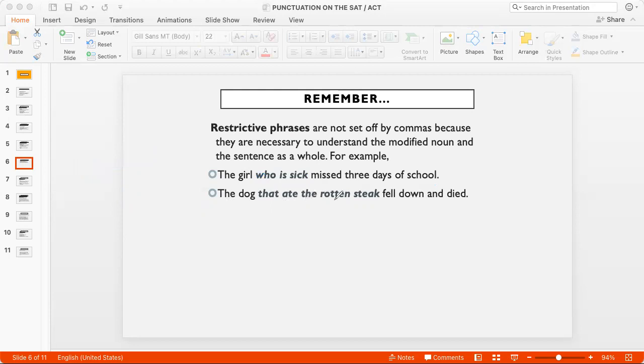The dog that ate the rotten steak fell down and died. If I remove this, the sentence becomes the dog fell down and died, and that's not correct because I'm not talking about any dog. I'm talking about a particular dog that died because it had eaten the rotten steak. And so these are restrictive phrases that do not have commas around them because they are essential to understanding what the sentence is saying.